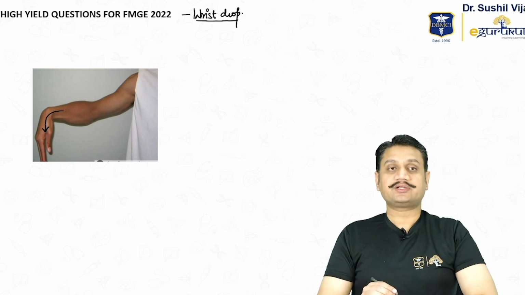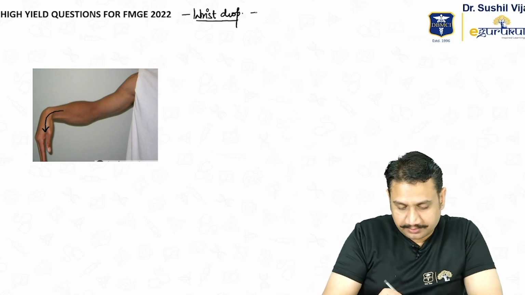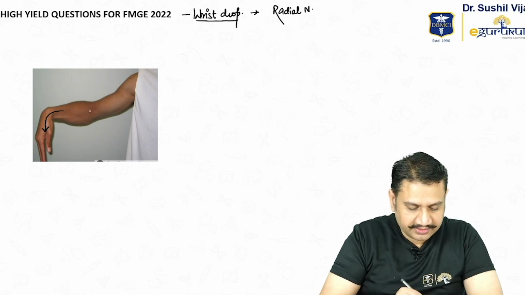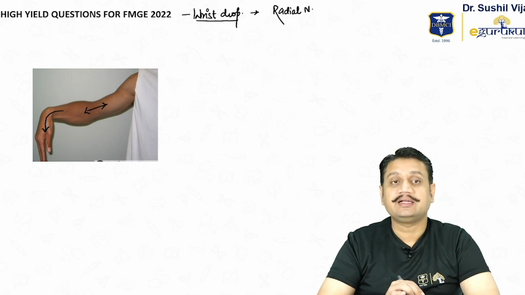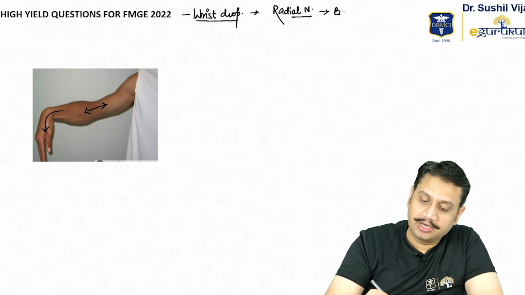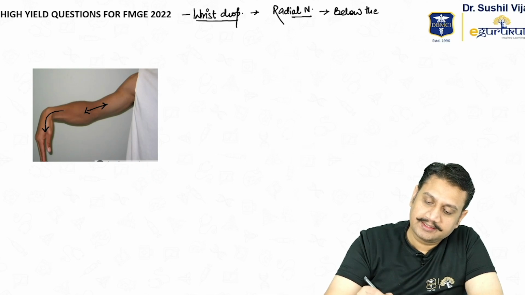Why is there usually a wrist drop? A wrist drop is because of involvement of the radial nerve. Now in this picture you can see extension of the elbow is maintained. That means the radial nerve injury has happened below the spiral groove.